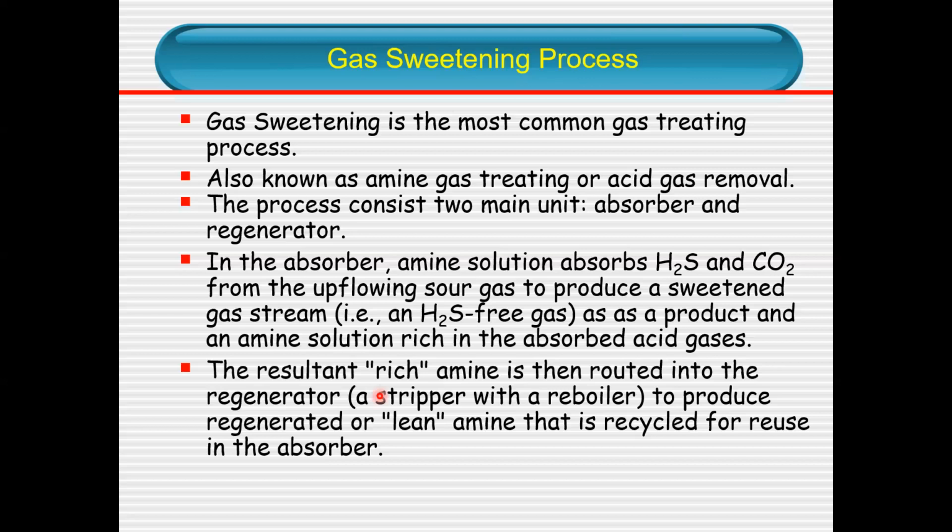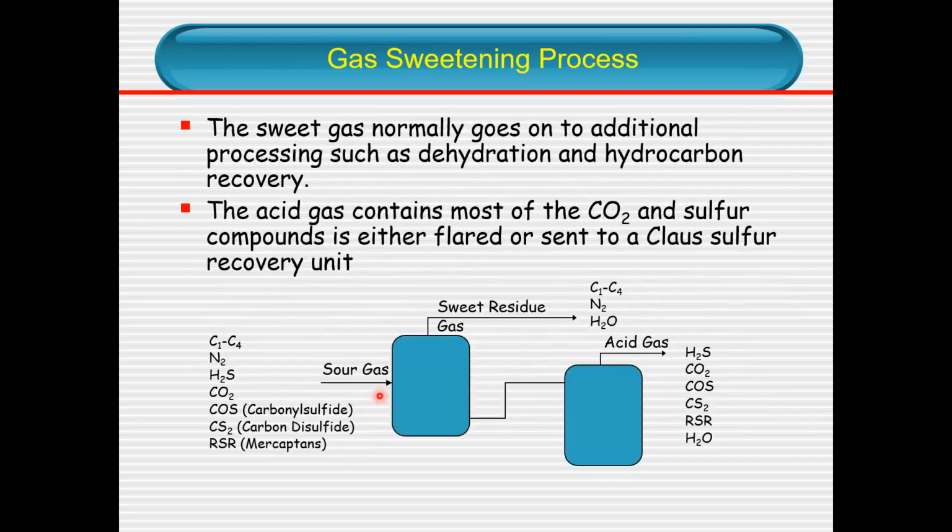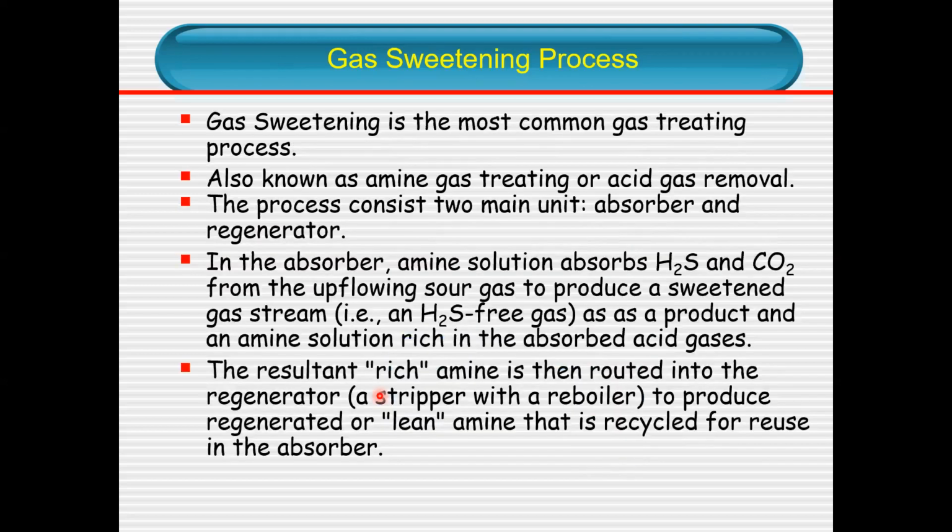This is the most common gas treating process, also known as amine gas treating. Amine is the element that is basically used to absorb this H2S. That is why it's called amine treating. It goes into two units, absorber and regenerator. In the absorber, the amine solution absorbs H2S and CO2 from the upflowing sour gas.